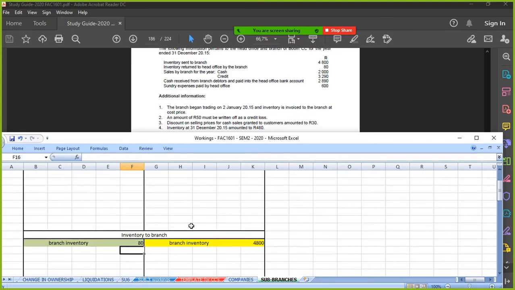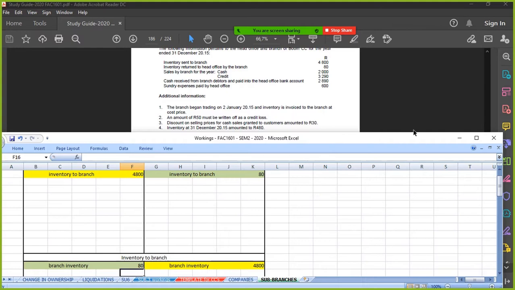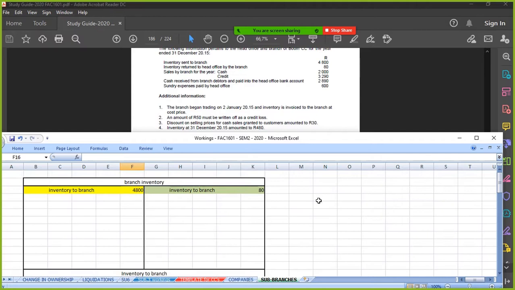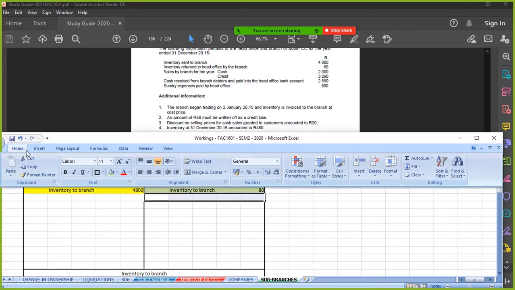Okay, what's the next bit? What does the question say now? The next one says sales by branch for the year. Cash. So for cash, I would debit bank with branch inventory. Okay, you're using the notes correctly.